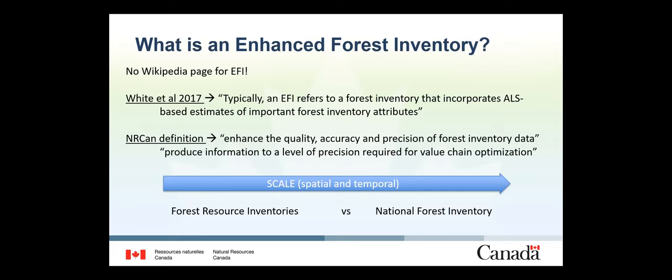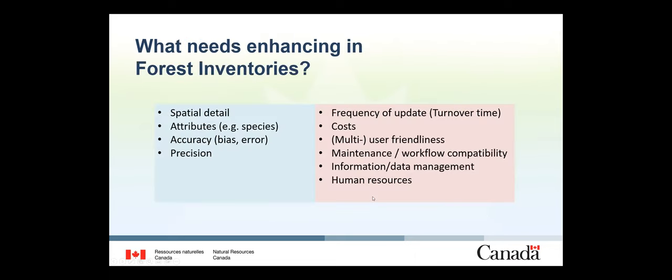So the forest resource inventories are where we want the best and latest information available, and the NFI is where the emphasis is on statistical rigor and repetition of measurements over the long term. But either way, forest inventories are the most important source of information for forest management and for the forest value chain. And EFIs are a tool, area-based approaches, to enhance the amount of detail and information we get out of our forest inventories. Today we're going to focus on the provincial and territorial scale, but some of these techniques can be applied also to our National Forest Inventory to some extent.